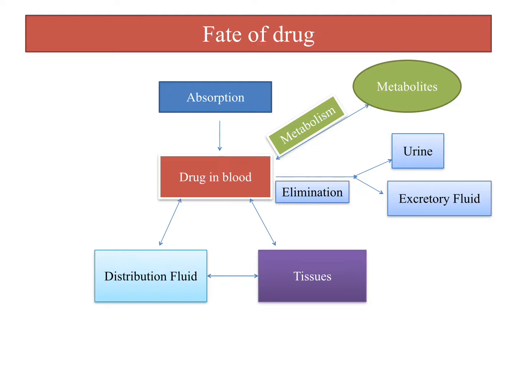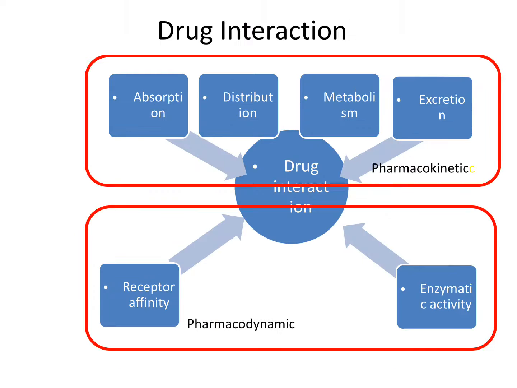Once the drug is administered, it will be absorbed, then it will reach the systemic circulation in the blood. From the blood, either it will be metabolized, it will be eliminated, or it will be distributed. So, these are the different phenomena associated with the drug following absorption. These are the different pharmacokinetic phenomena: absorption, distribution, metabolism, and excretion.